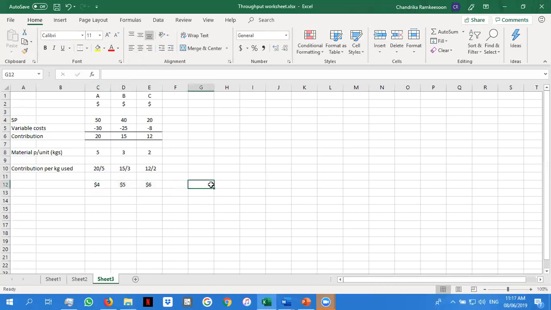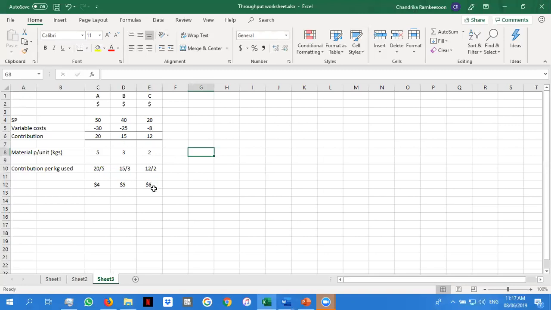So without the limiting factor, the order of priority would have been 1, 2, and 3. Not that was a problem. We would have produced, as I said, as much as is in demand. But if you were asked which is the most profitable product, you'll say A, then B, then C. But in the presence of the limiting factor, the product which makes the optimum use of the scarce resource is the best product here now.